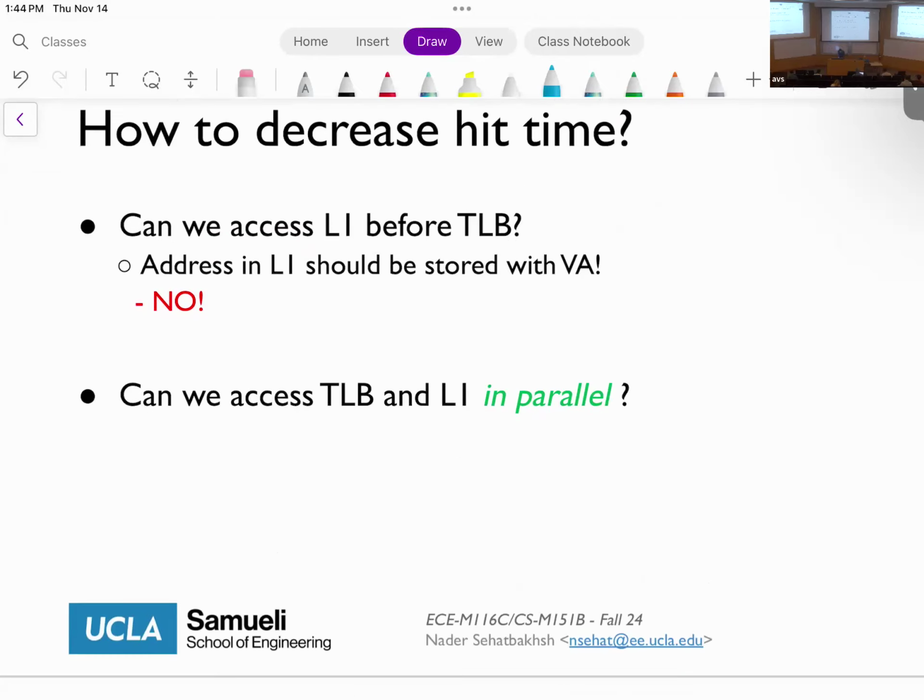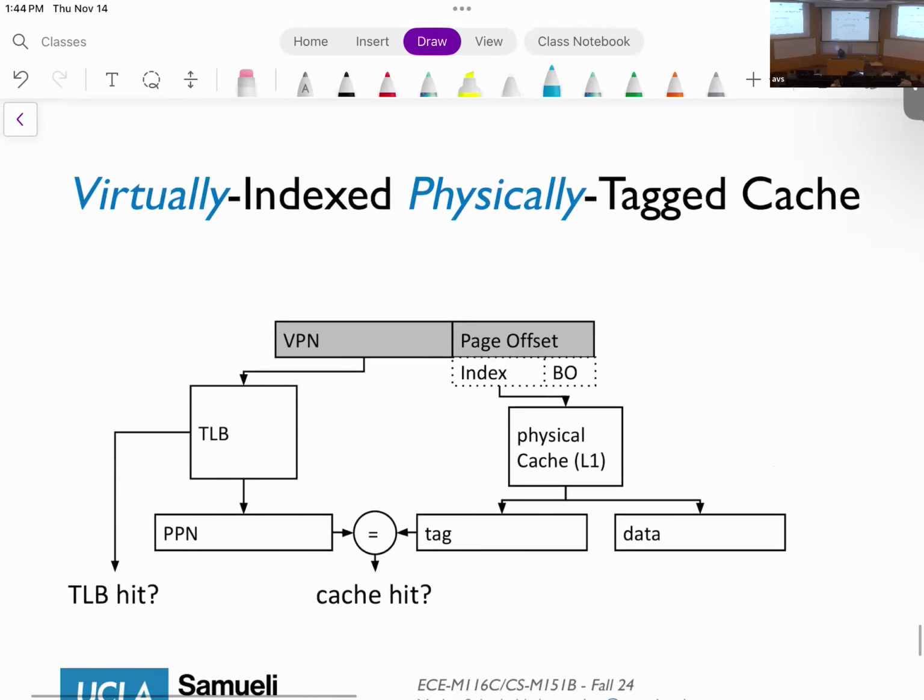We're going to do a trick called virtually indexed physically tagged cache. Here's what we're going to do. If you look into the address, your virtual address, remember we had the virtual page number, VPN, and the page offset. Also remember that your page offset is never translated, right? We always took the page offset and used it directly for both VPN and PPN.